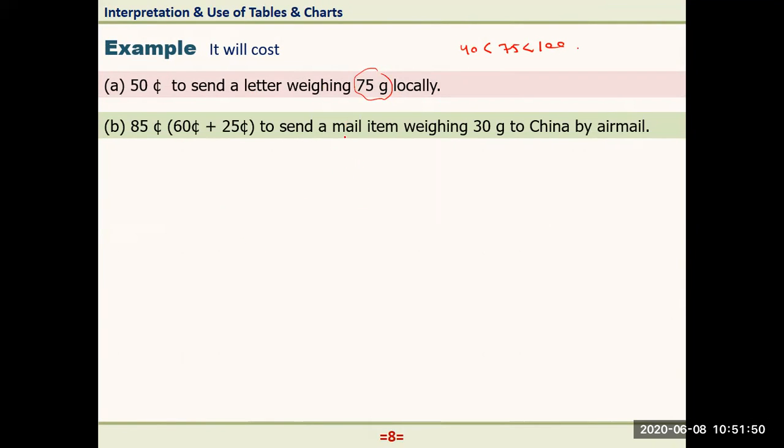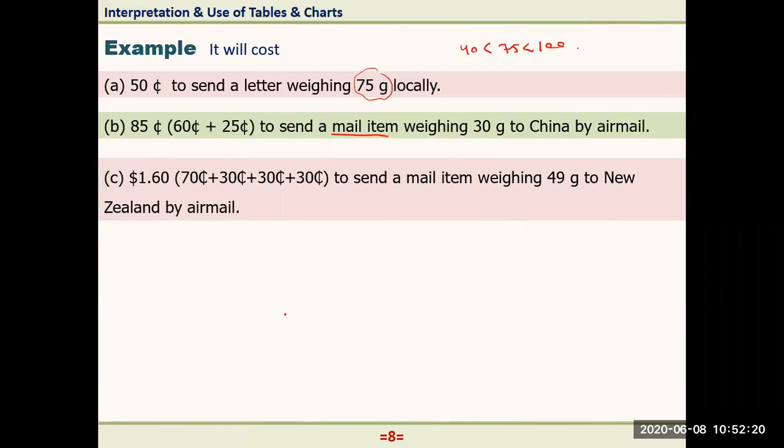How about to send a mail item weighing 30 grams to China by air mail? So 30 grams, also if you look at it, China is in zone 2, right? First 20 grams, it is 60. For additional 10 grams, it is 25. So this 30 is 20 plus 10. The first 20, it is 60. Additional 10 grams, it is 25. So we have to pay 85 cents.